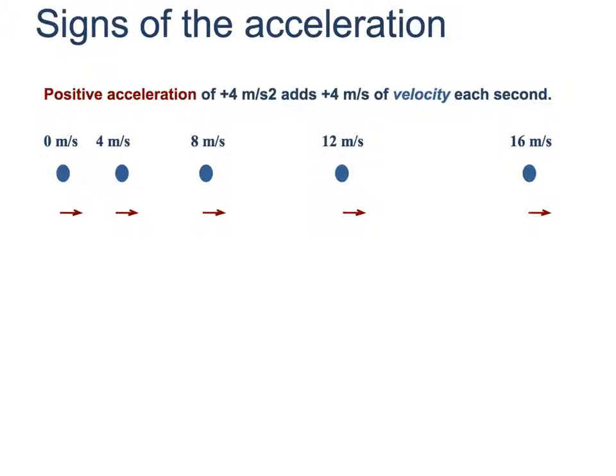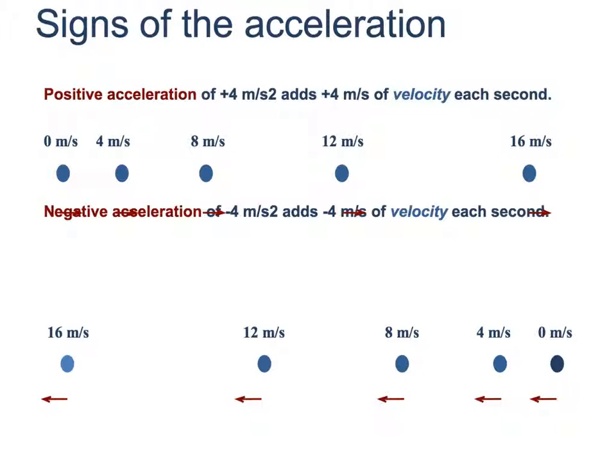All right, signs of the acceleration. Positive acceleration of plus 4 meters per second squared adds plus 4 meters per second of velocity. So it's adding velocity each second. So 0 to 4, 4 more is 8, 4 more is 12, 4 more is 16 as you go across.